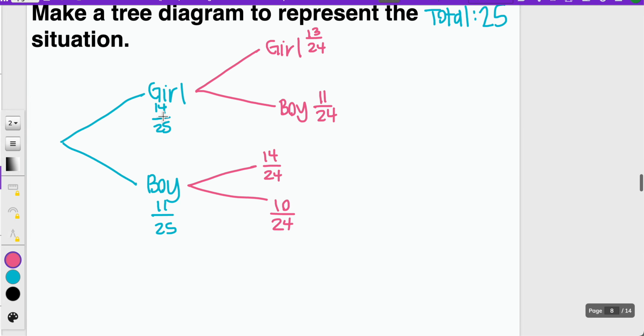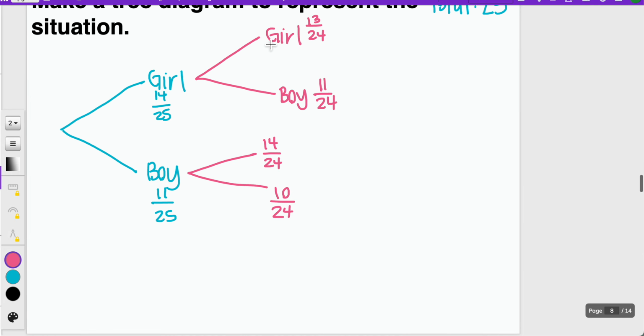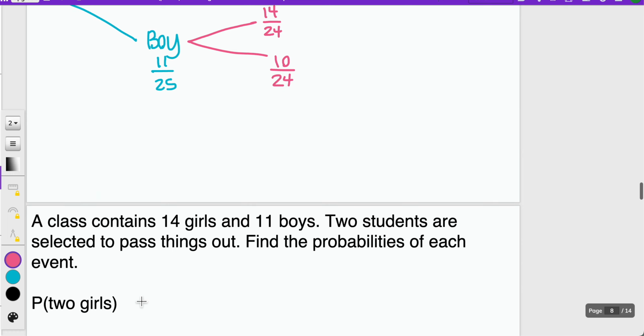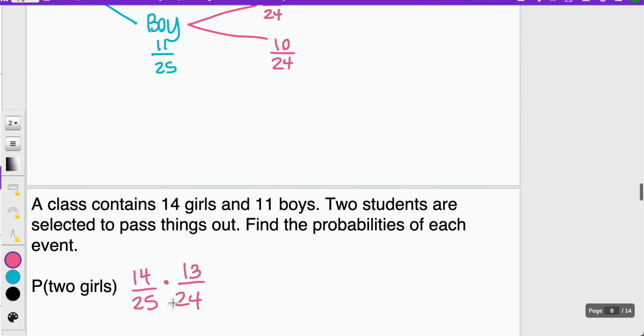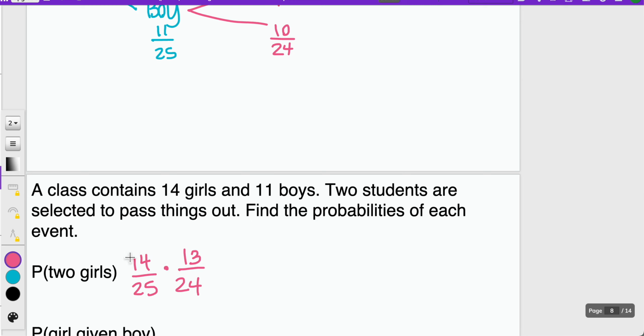2 girls. Girl number 1, 14 out of 25. Girl number 2, 13 out of 24. So I would be doing 14 out of 25 times 13 out of 24. Right away, since I don't want to have to deal with big numbers, I'm going to try to cross cancel this 14 and 24. They both can be divided by 2, so 7 and 12. So that's going to be a little bit easier. 7 times 13 is 91, and 25 times 12 is 300, and I can't simplify that anymore.